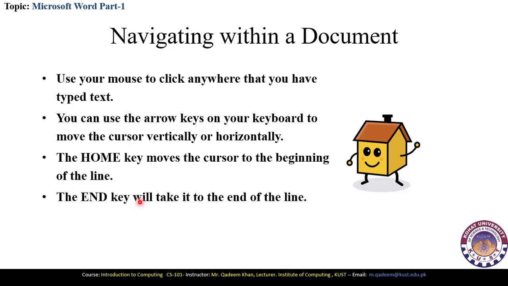Now you can navigate among different documents here, using your mouse to click anywhere that you have to type the text. So you can use the mouse to navigate from one position to another inside your document. You can also use the arrow keys to go up and down, or to go to vertical or horizontal positions. Also, the home key is used to move the cursor to the beginning of the line, and the end key will take it to the end of the line as well.